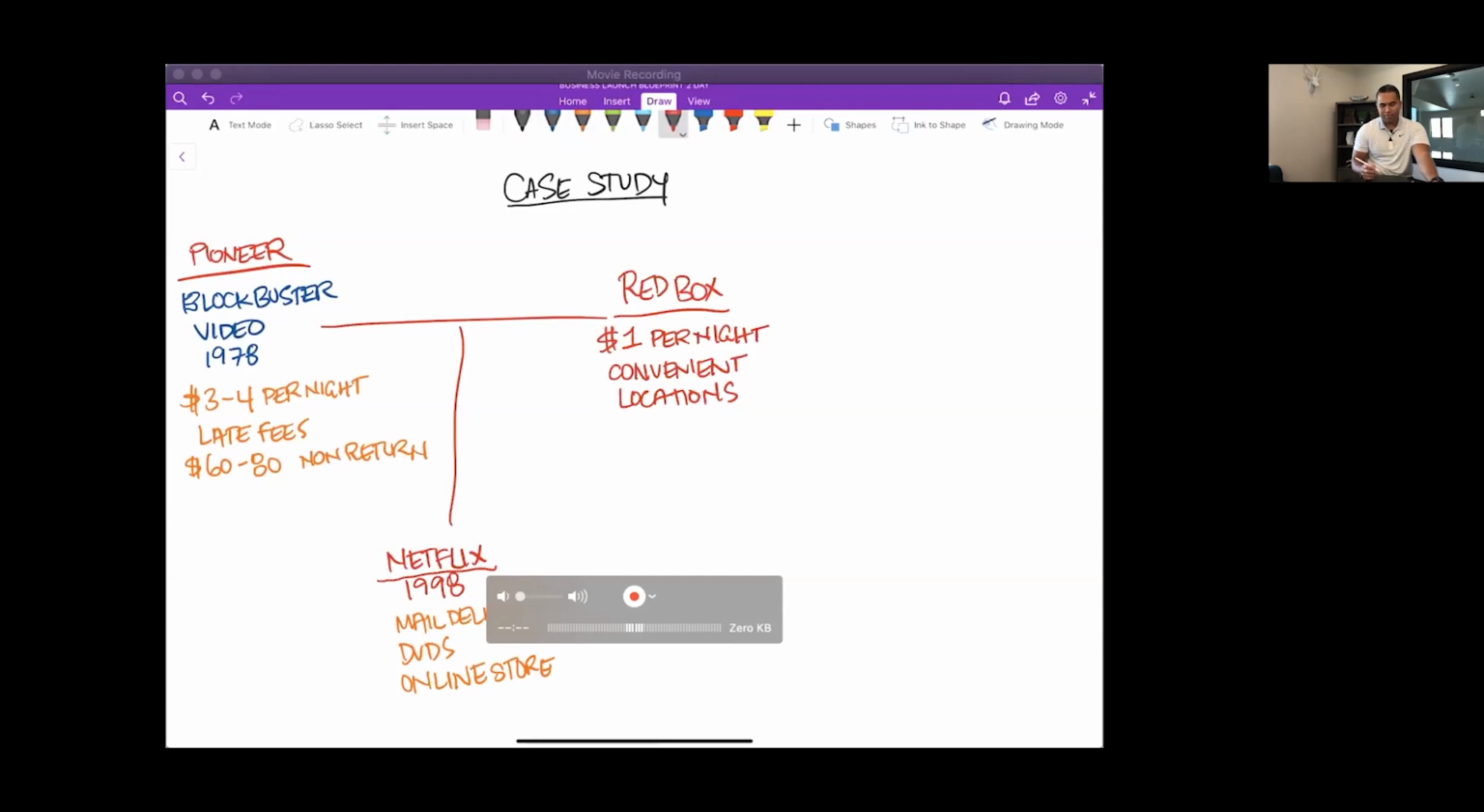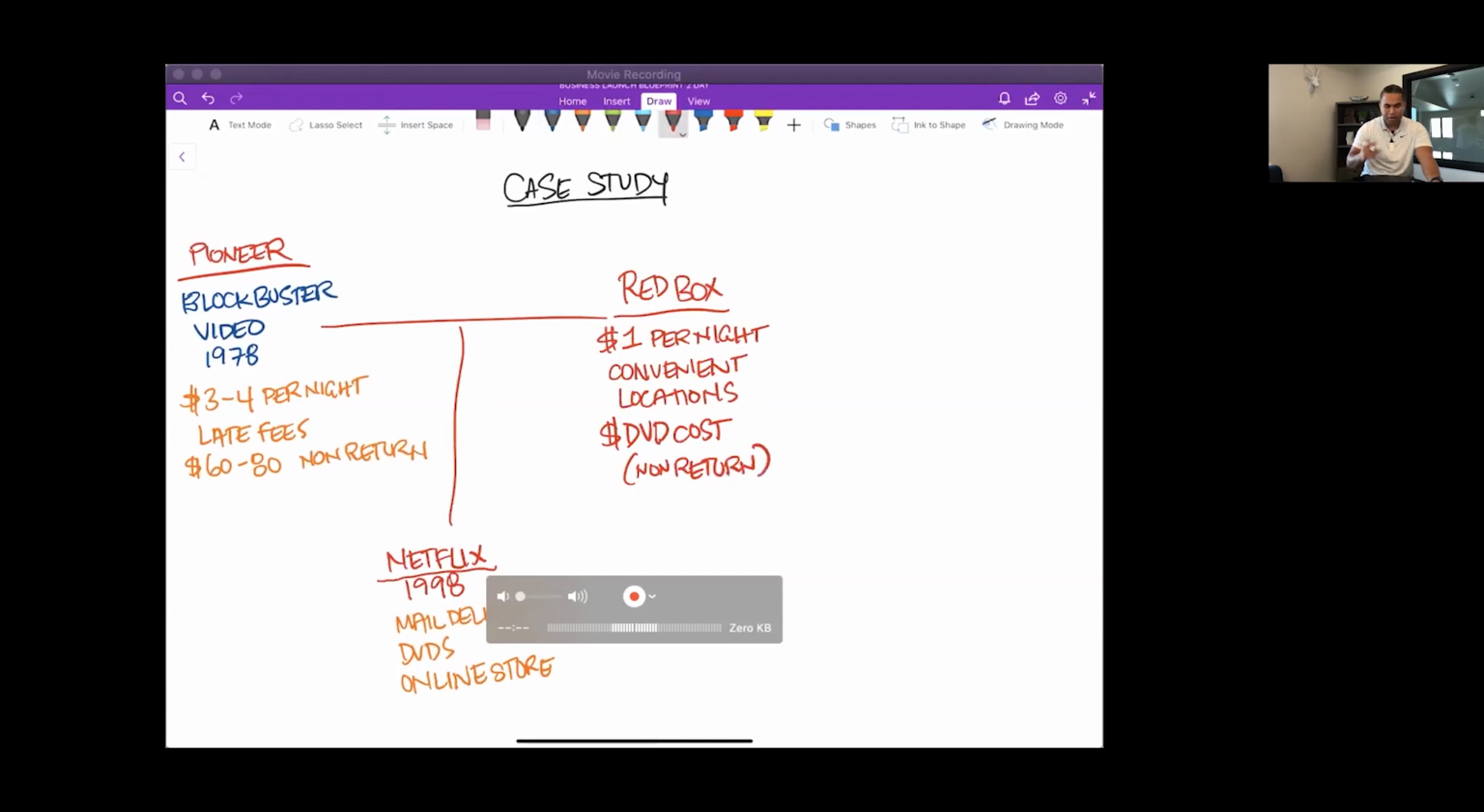And a lot of times, when you were done, you would come back and turn it back in. If you decided never to turn it back in, that's fine too. They would just end up charging you the DVD cost for a non-return. Okay. So look at these models, guys.